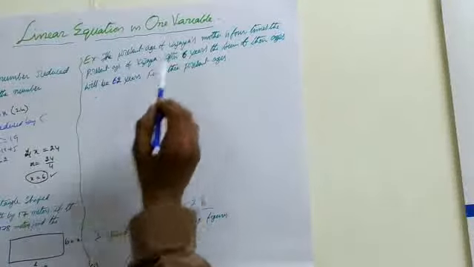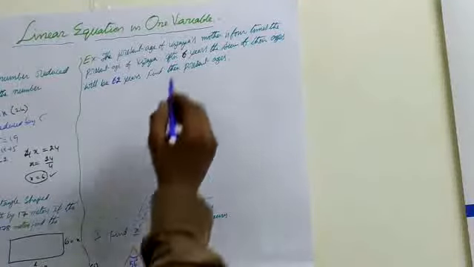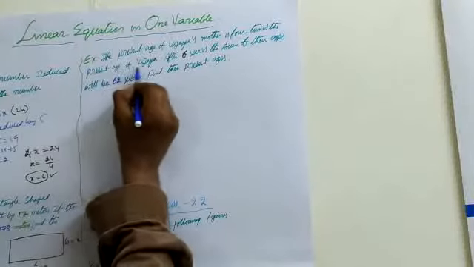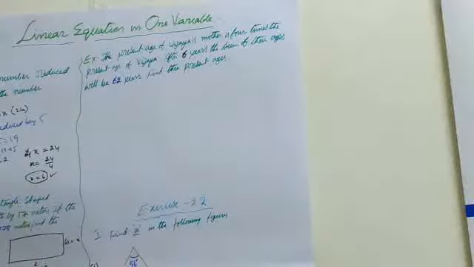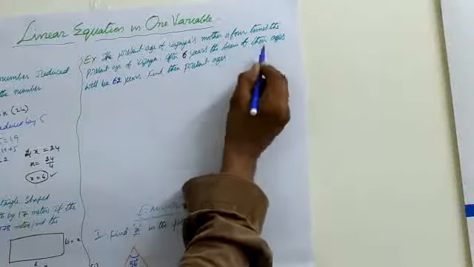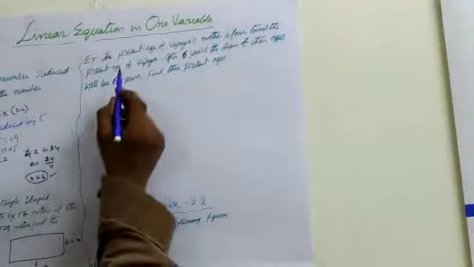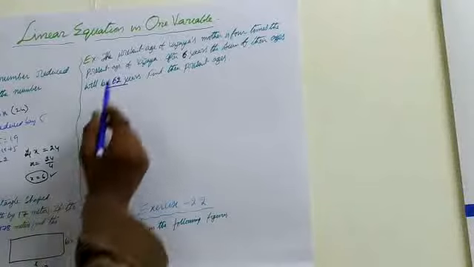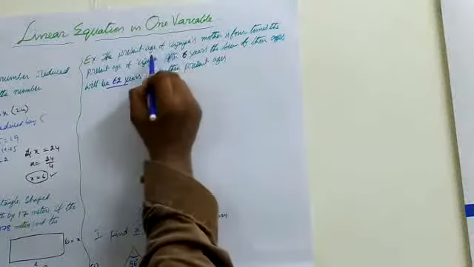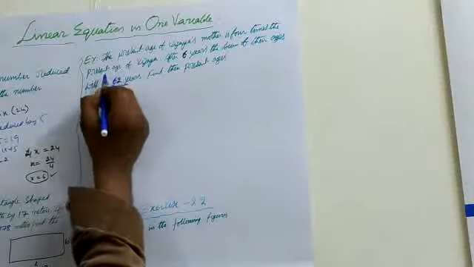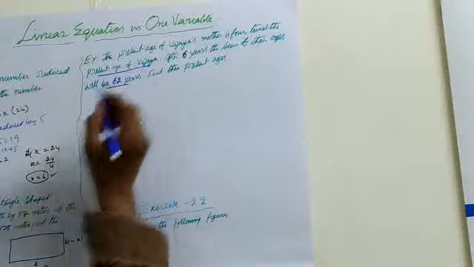The present age of Vijaya's mother is 4 times the present age of Vijaya. After 6 years, the sum of their ages will be 62 years. Find their present ages.